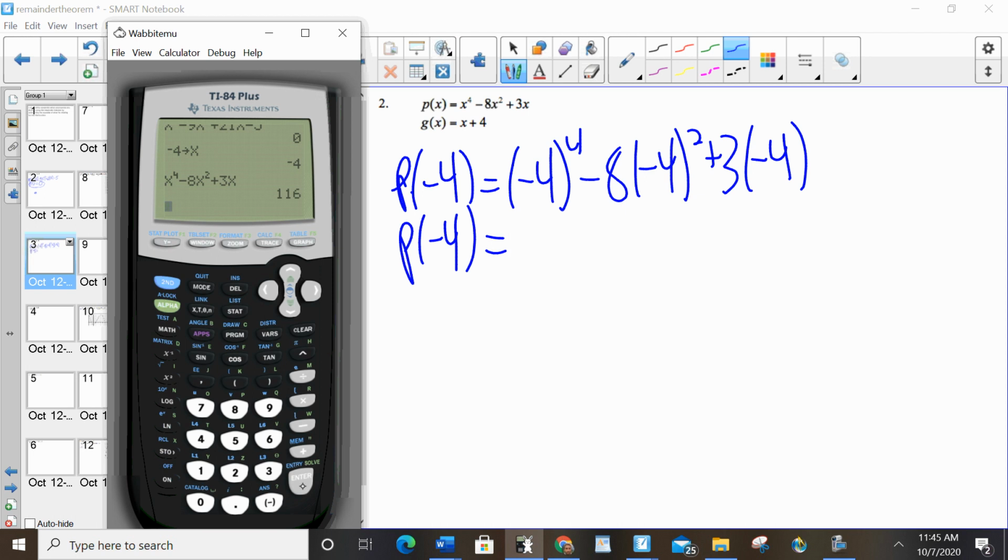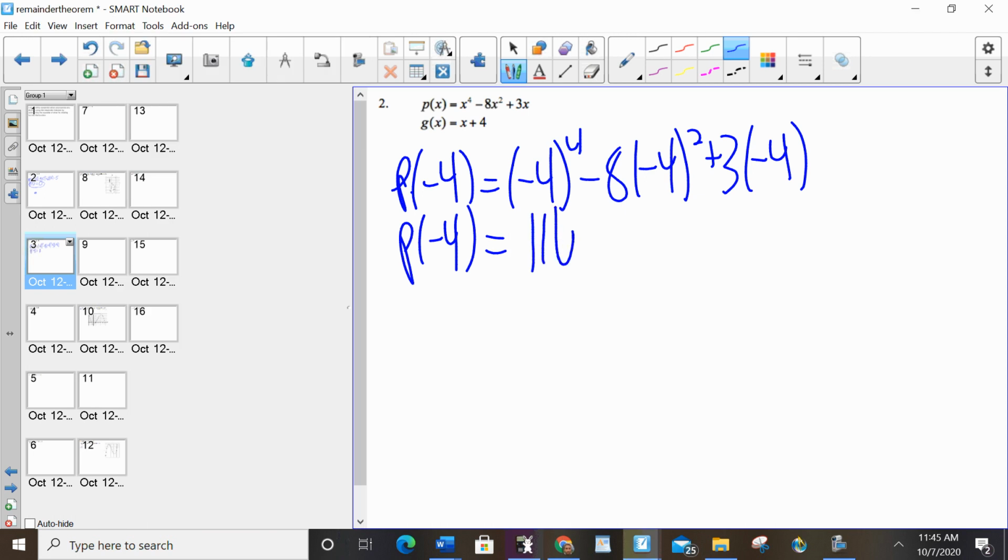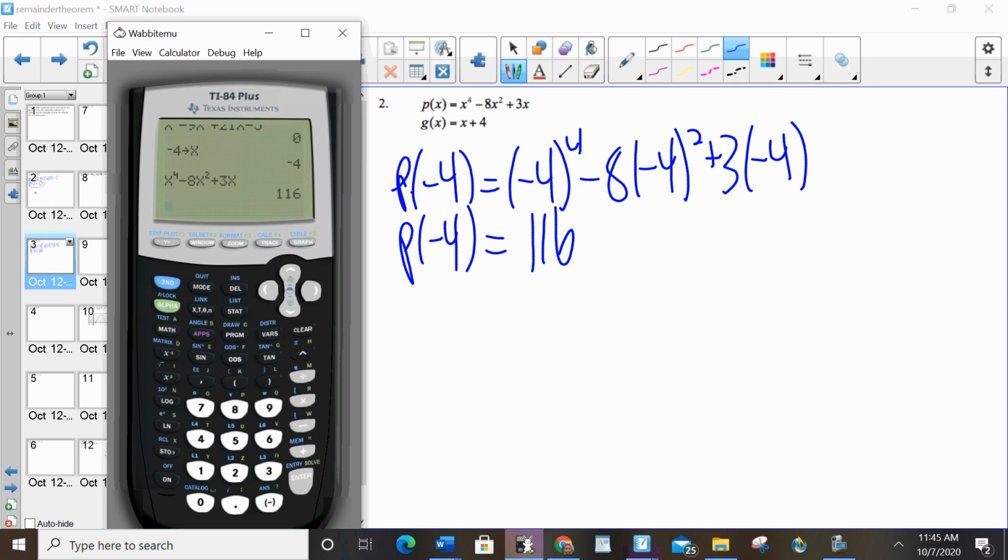116 is my answer. So the remainder is 116. If I use synthetic division, I would have gotten 116. If I used long division, I would have gotten 116.